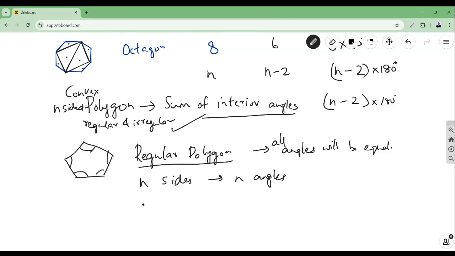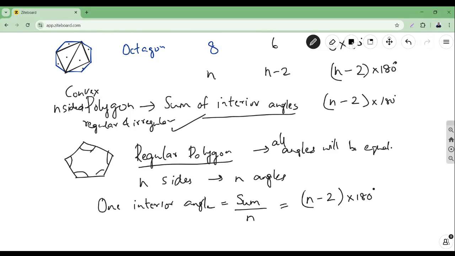So in a regular polygon, how can one interior angle be found? We know the sum of the interior angles, so the sum of the interior angles divided by n. Because it's a regular polygon, all the angles are equal because the sides are equal, so we just take the sum we already found, n minus 2 times 180, divided by n. So we'll get one interior angle.